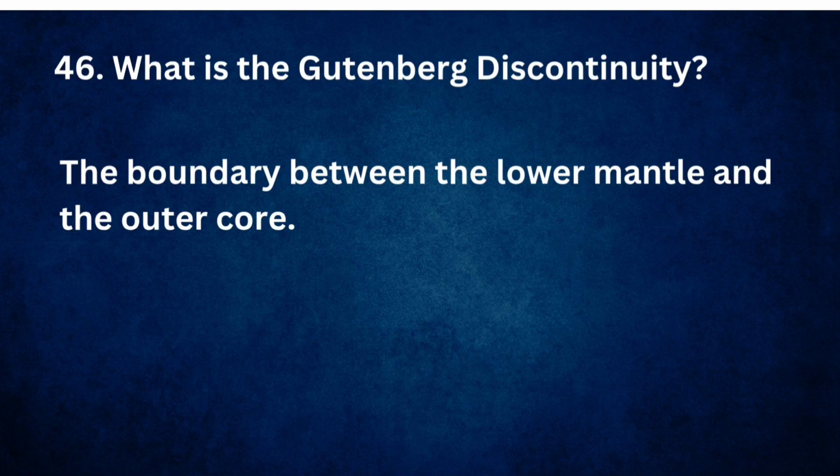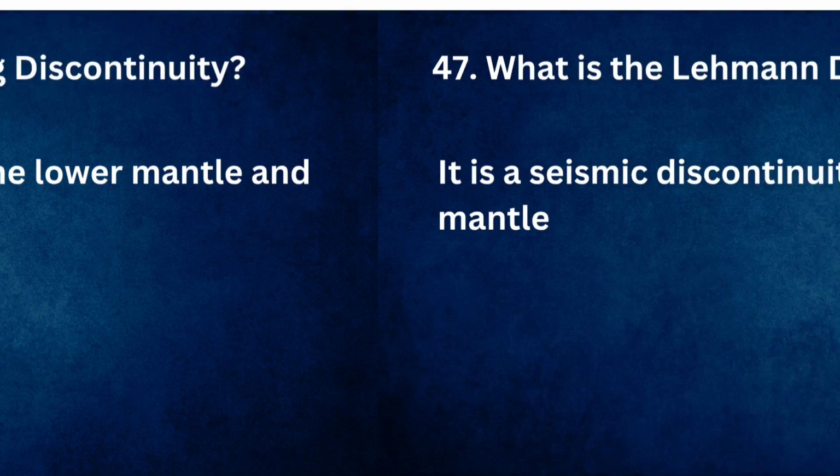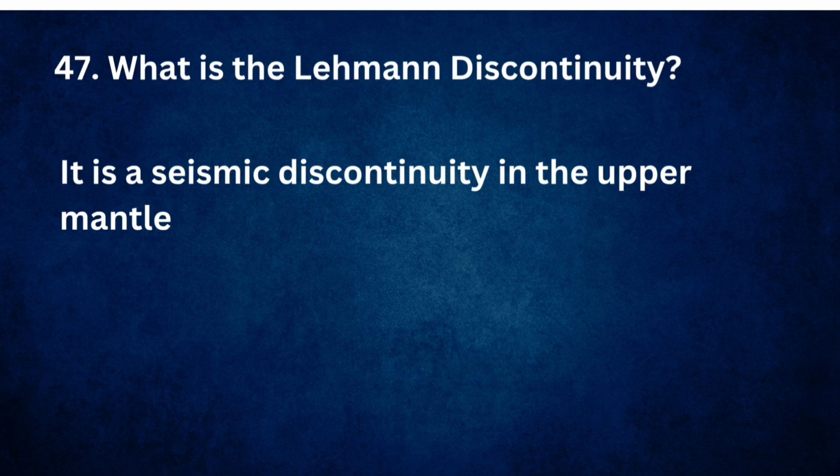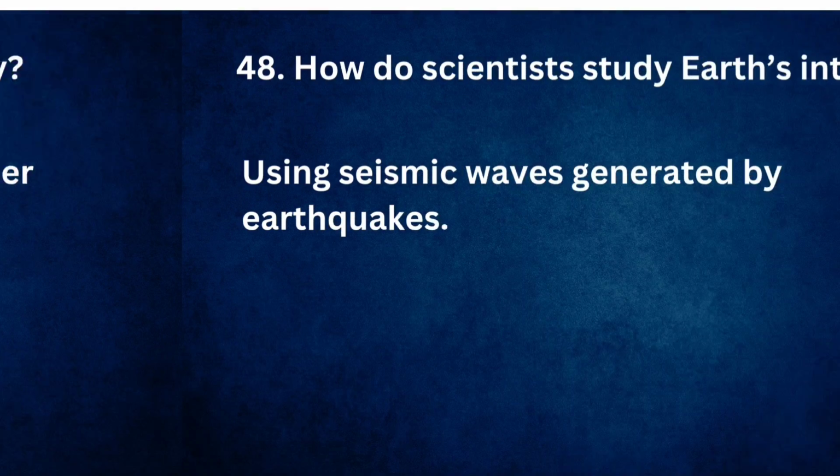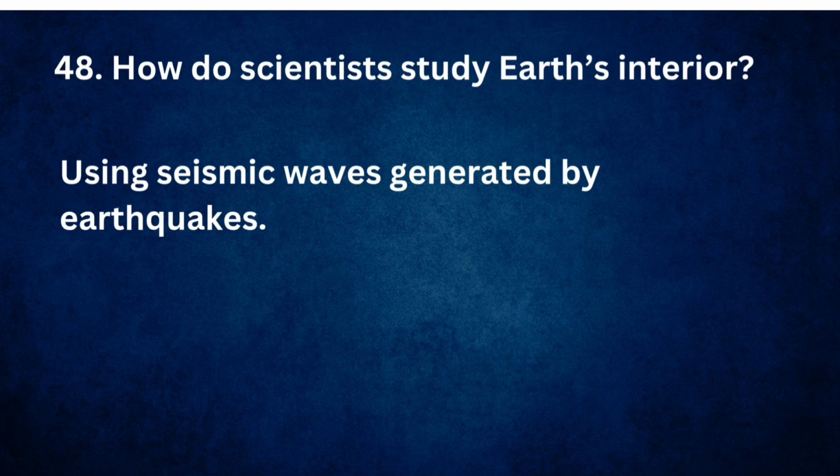What is the Gutenberg discontinuity? The boundary between the lower mantle and the outer core. What is the Lehmann discontinuity? It is a seismic discontinuity in the upper mantle. How do scientists study the Earth's interior? Using seismic waves generated by earthquakes.